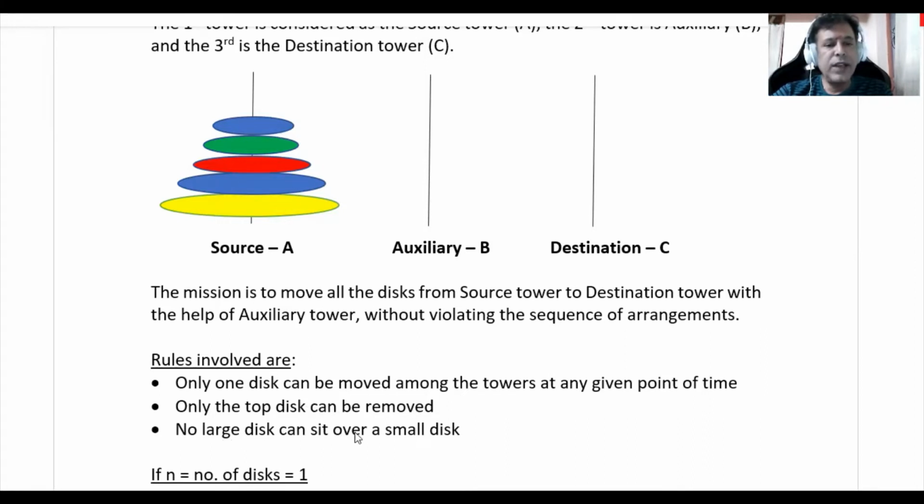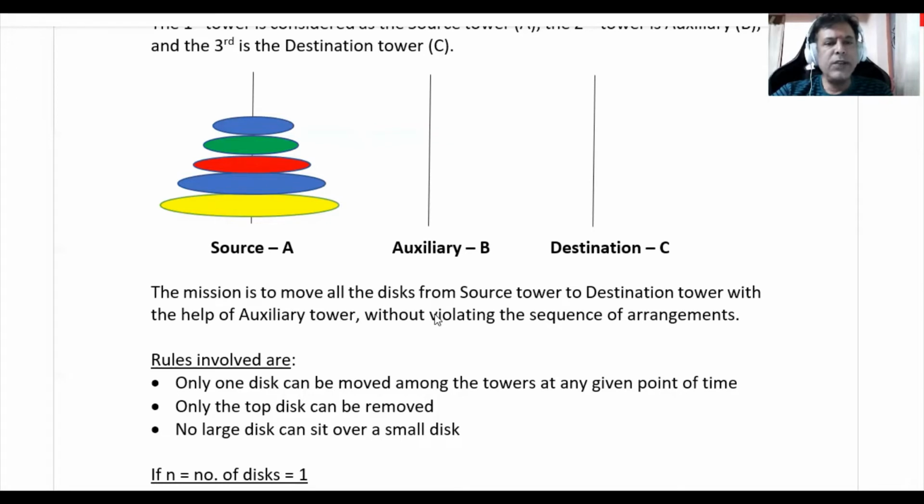No large disk can sit over a small disk. For example, if I'm shifting this here, I cannot put this green on top of this blue. Always the smaller disk should be on top of the larger disk; a larger disk cannot come over the smaller disk. These are the rules.